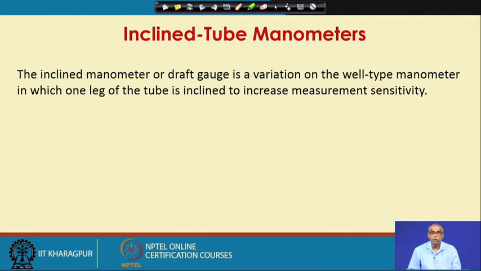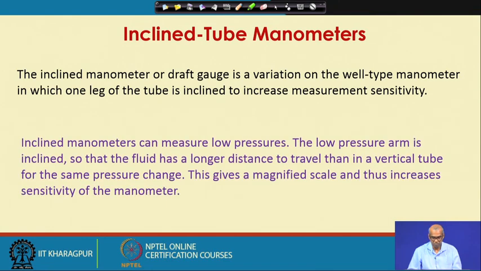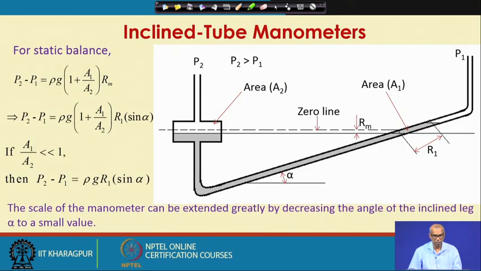Next, let us briefly talk about inclined tube manometer. The inclined manometer or draft gauge is a variation on the well type manometer in which one leg of the tube is inclined to increase measurement sensitivity. Inclined manometers can measure low pressures. The low pressure arm is inclined so that the fluid has a longer distance to travel than in a vertical tube for the same pressure change. This gives a magnified scale and thus increases sensitivity of the manometer. So, this is inclined manometer.